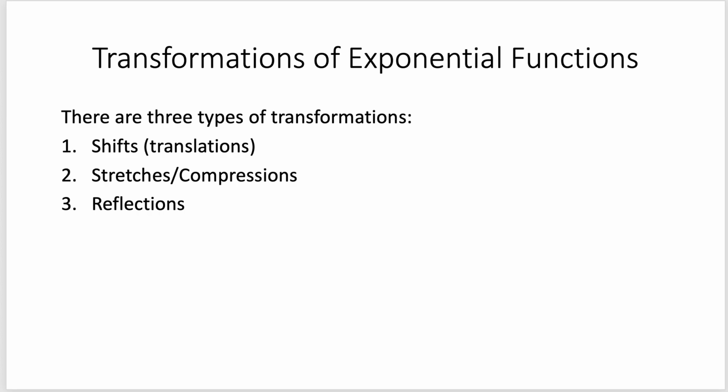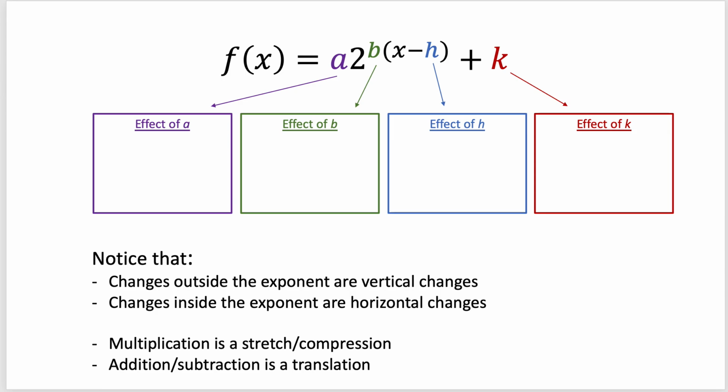So transformations of exponential functions, remember there are three types of transformations. We have shifts, which are translations, stretches and compressions, and reflections. What we can do is change the values of a, b, h, and k, and those will create transformations. We're going to use 2 to the x as our parent function and think about the transformation. An a in front is going to create a vertical stretch or a compression, and if it's less than 0, a negative number, it's also going to create a reflection.